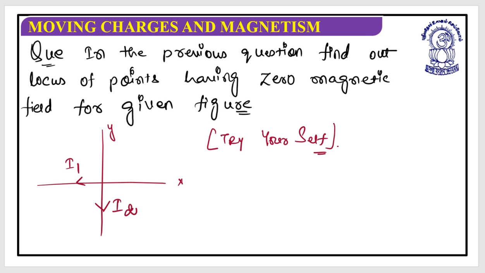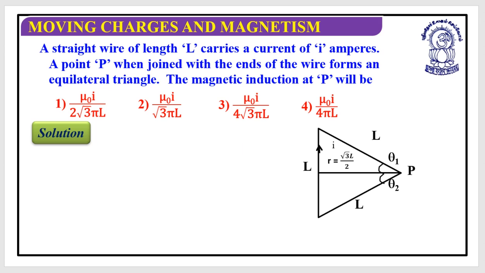So let's move to the next question very quickly. Let's have a look. What does it say? A straight wire of length L carries a current I amperes. A point P, when joined with the ends of the wire, forms an equilateral triangle. The magnetic induction at point P will be... What I understand is this is 60, this is 60, these two together make a 60. So this would be the 30 degree and this would be the 30 degree.